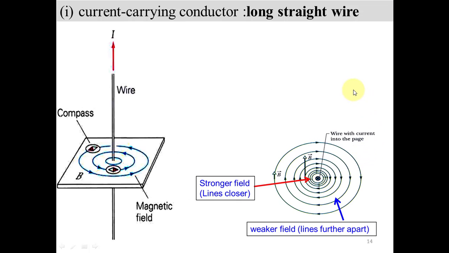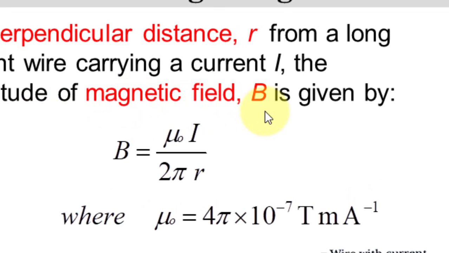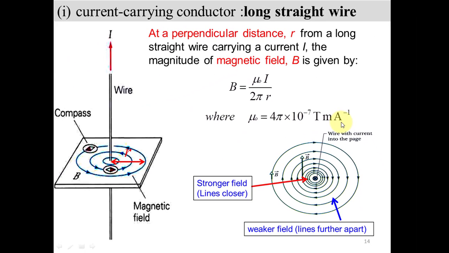For a current carrying conductor in a long straight wire, at a perpendicular distance r from a long straight wire carrying current I, the magnitude of magnetic field B is given by B equals mu naught I over 2 pi r, where mu naught is 4 pi times 10 to the power of negative 7 Tesla meter per ampere. From this long straight wire, this is the direction of the current I.